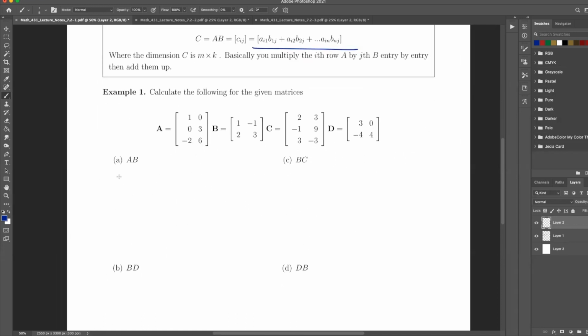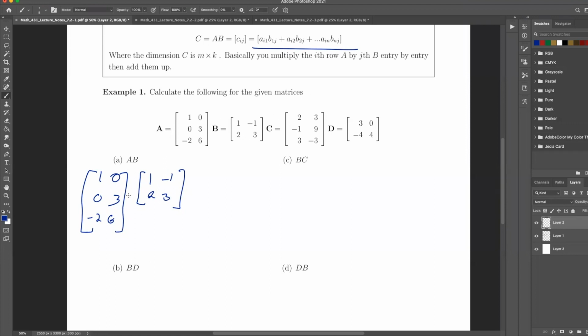So let's just write out A. A is the following matrix: 0, 1, 0, 3, minus 2, 6. And then we're going to multiply this by B: 1, negative 1, 2, 3. Notice right here, these are not the same size, and yet we can multiply them. But if I try to multiply A by C, I actually cannot do that, even though they are the same size.